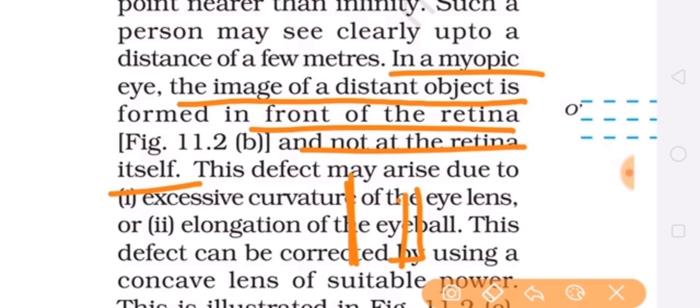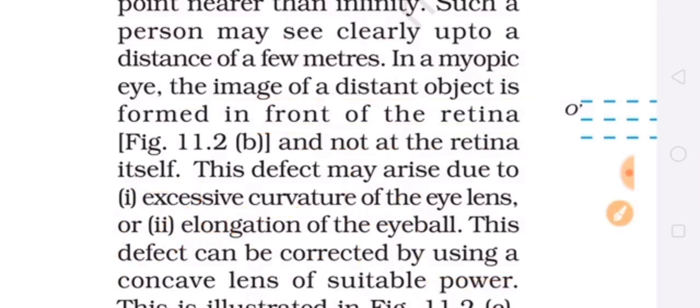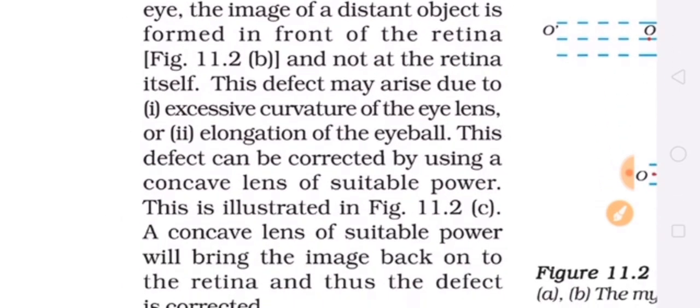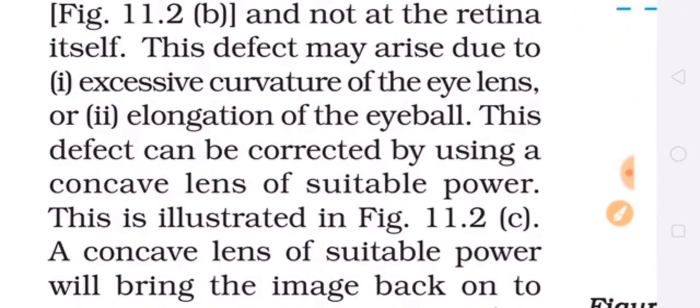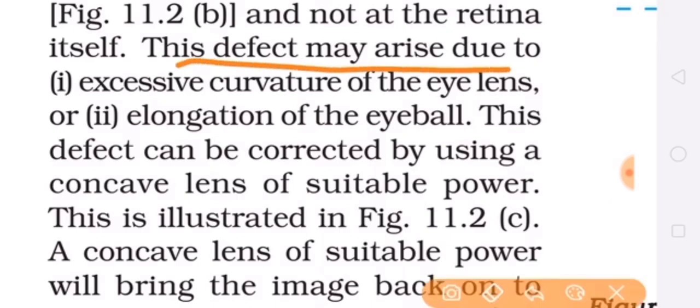But if the person has myopia, the image will not be formed on the retina. It will be formed in front of the retina. It means he will not be able to see the things which are placed at infinity, because the image is formed in front of the retina. So how does this defect arise? What are the causes of this defect?